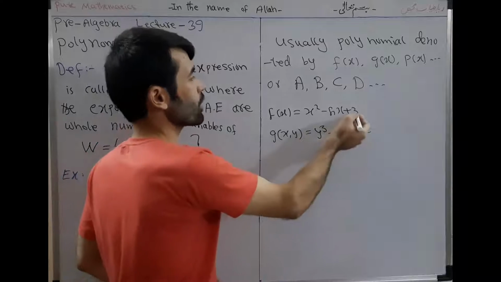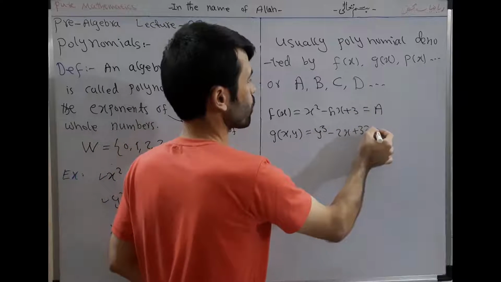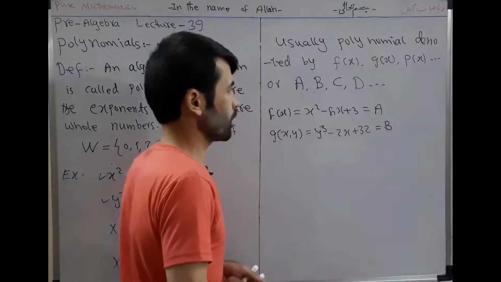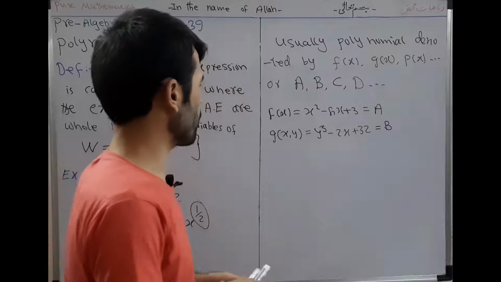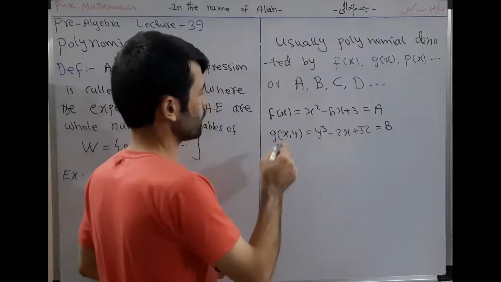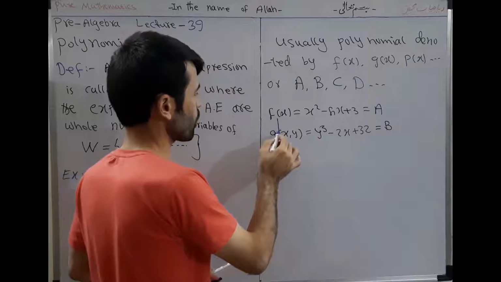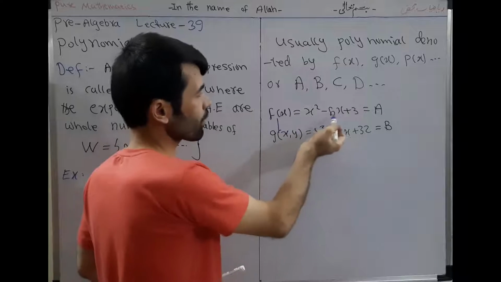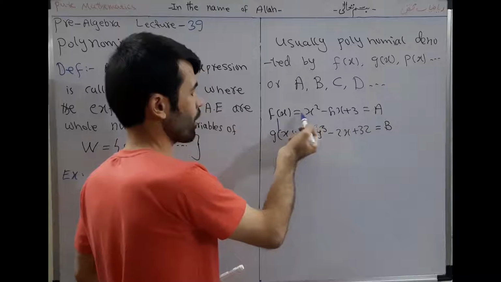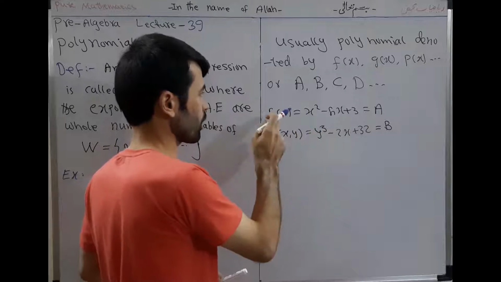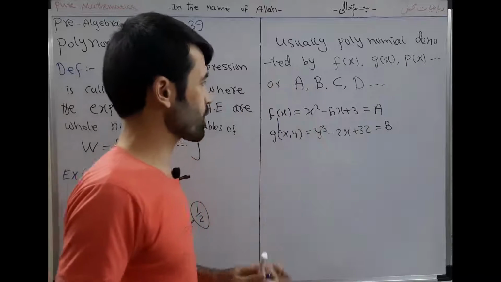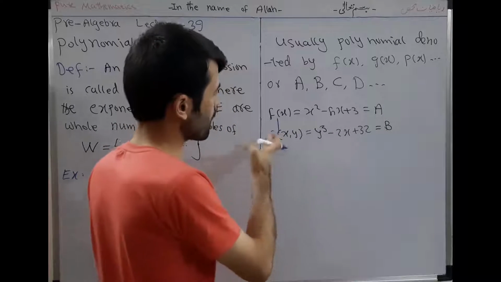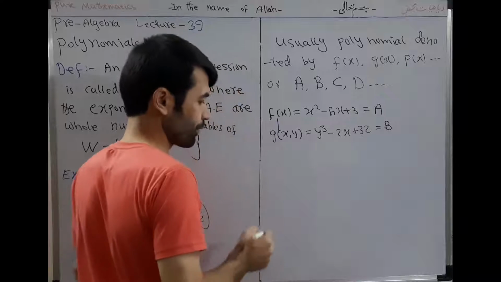Also we can show it by A or we can show it by B. It is optional. Usually in algebra we use these symbols, f of x, g of x. If the variable is x, then we write f of x. If the variable is y, we write f of y. It was the symbol of a polynomial.